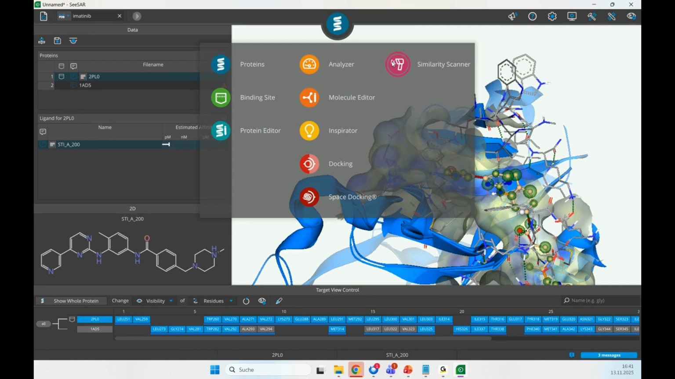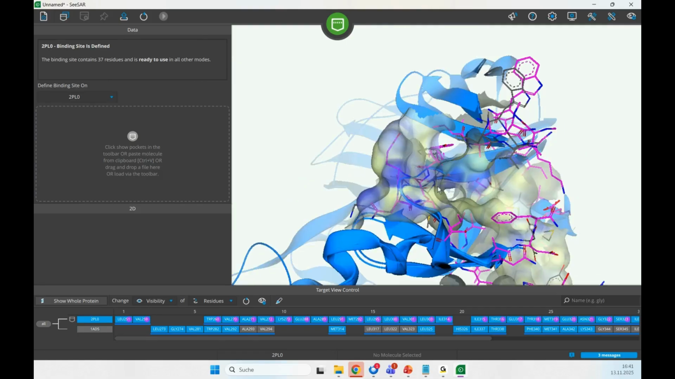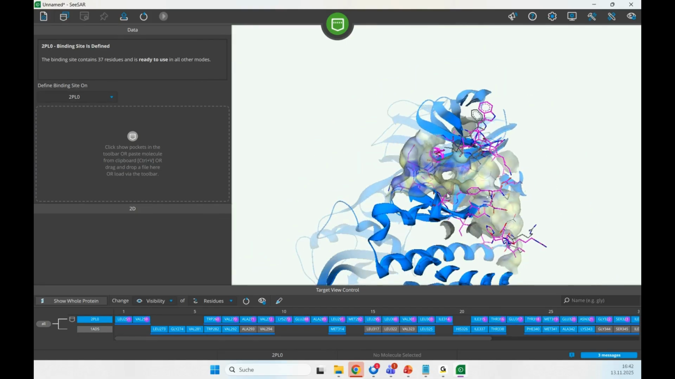Structure-based drug design, and ligand-based drug design. The only thing they're missing on the left column is the binding site. Binding site is quite fancy. This is where we can explore potential new binding sites.